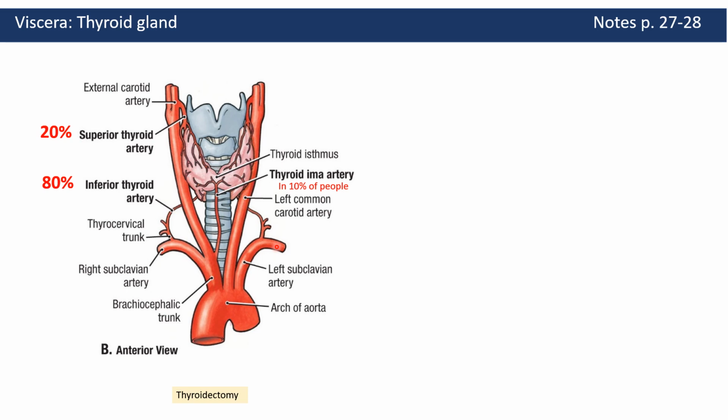In about 10% of people, there is a thyroidea ima artery. And that's important because if, for instance, you need to do a thyroidectomy, you need to be aware of whether or not there is a thyroidea ima artery that is contributing to the blood supply of the thyroid gland, and you'll need to make sure that that is clipped and not allowed to remain open as you remove the thyroid gland.